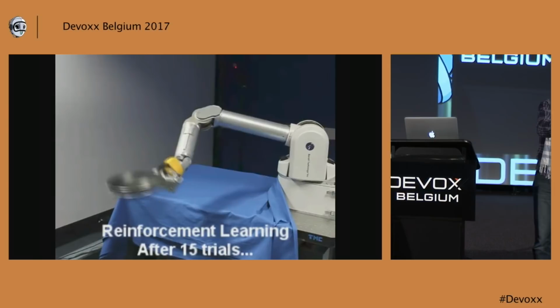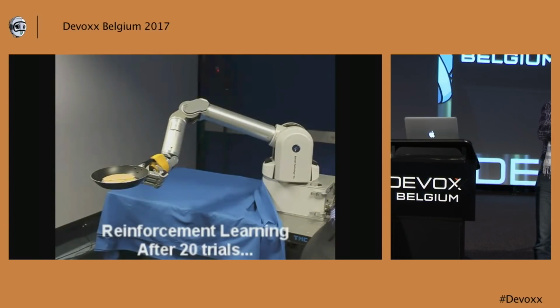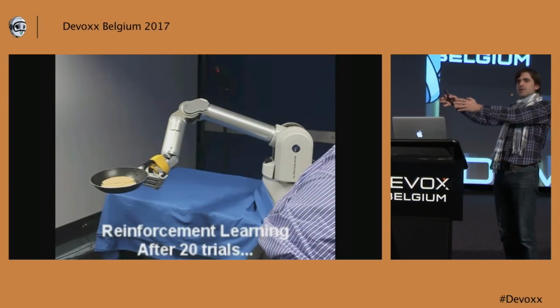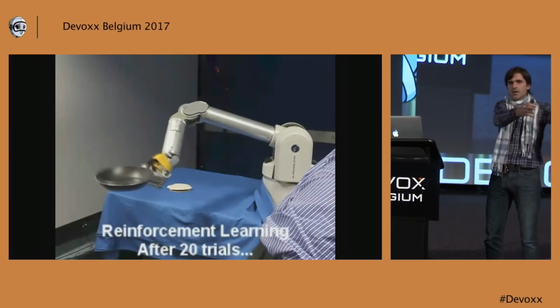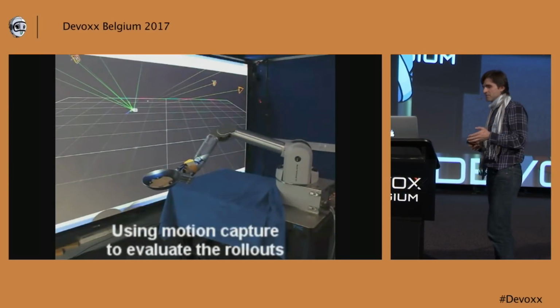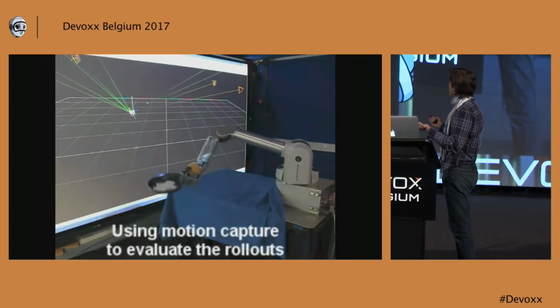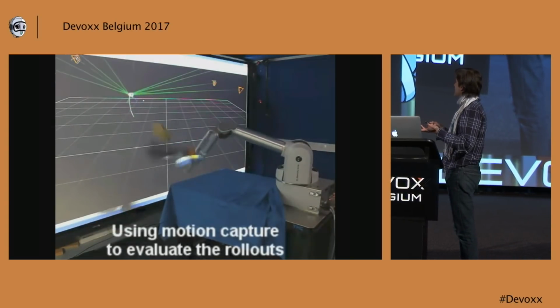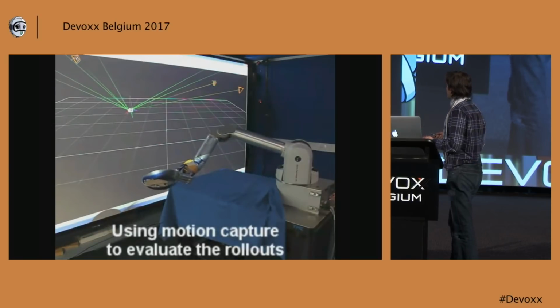It has information from the pancake at one end, and it has this neural network that produces currents for the actuators, really currents for the actuators on the other end. And now it's flipping pancakes. Look, it's actually quite good at it.